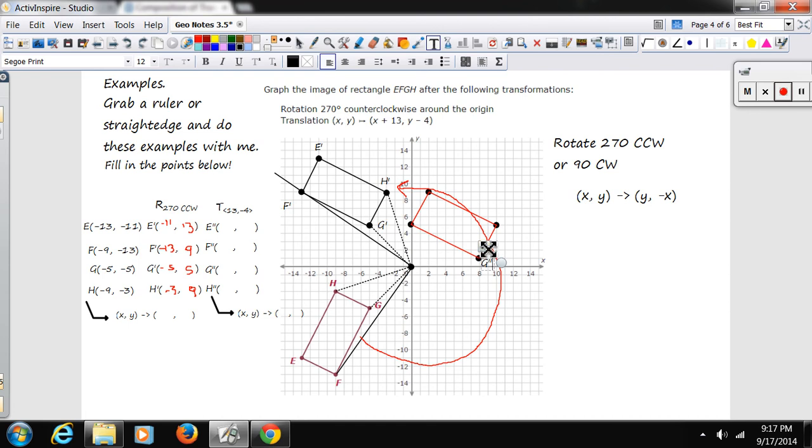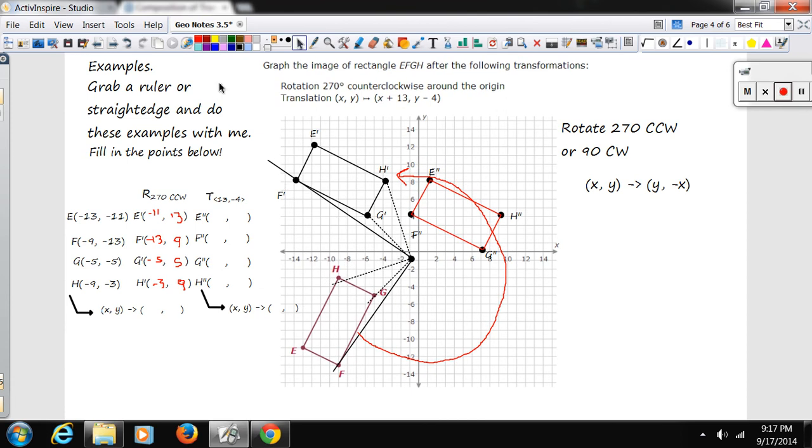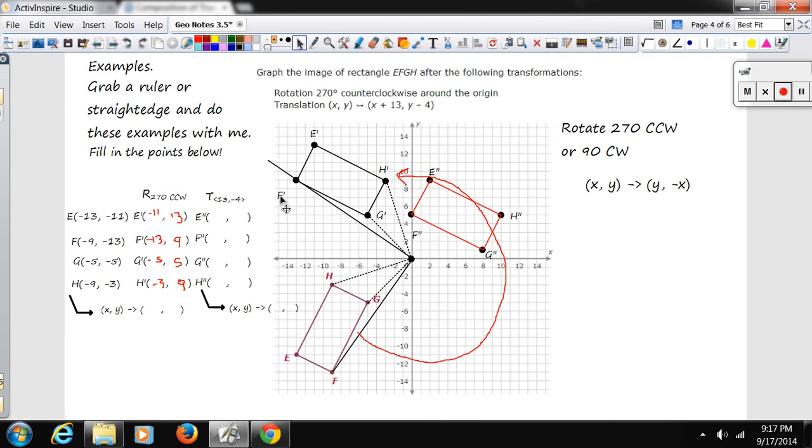G double prime, and then of course H double prime, oops, and then E double prime, and then F double prime. Okay, so those are... that one goes there, this one goes here, here, here. Okay, so E double prime.